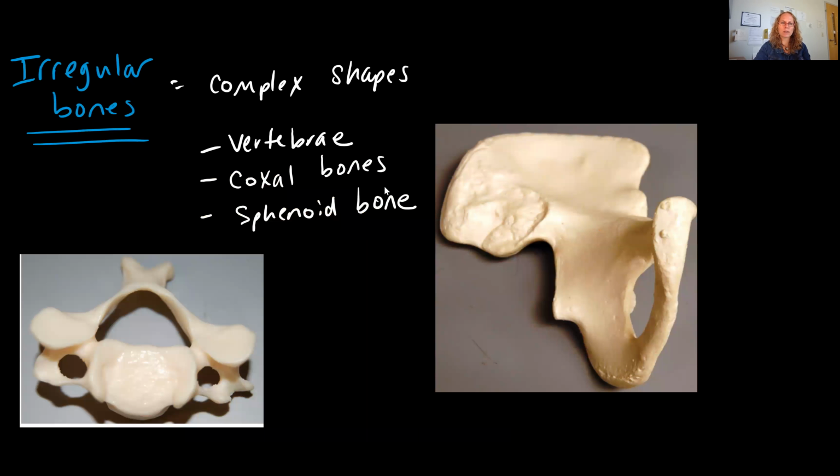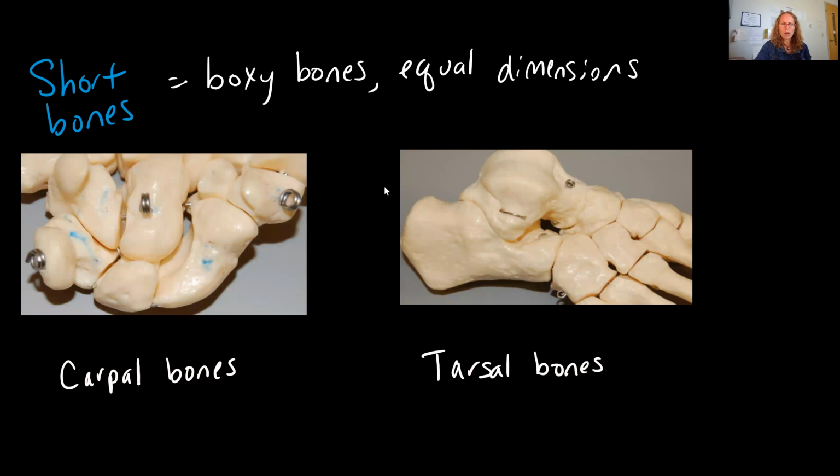We also have irregular shaped bones. So these were the ones that were kind of hard to describe when you were studying those as part of your lab work. The shape is pretty complex. So some examples include your vertebrae and your coxal bone or os coxa, and then also your sphenoid bone, which is a really kind of strange bone, one of your cranial bones. Okay, then you have short boxy bones. These have equal dimensions. So these would include your 8 carpal bones and your tarsal bones.